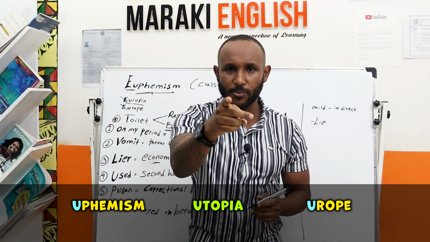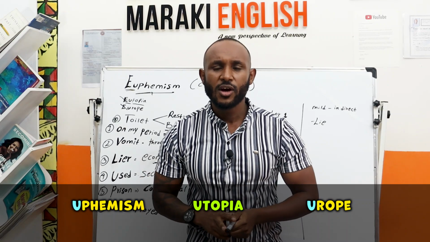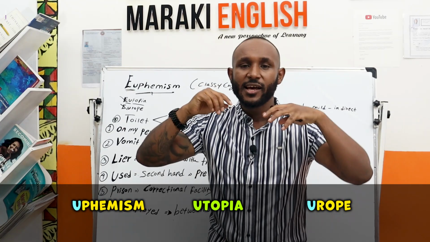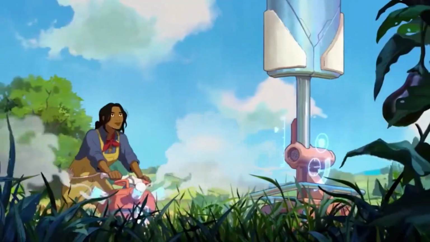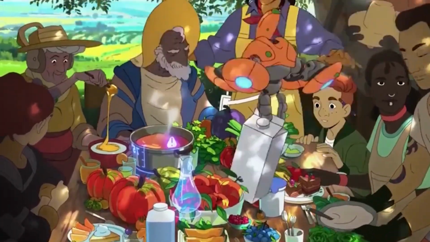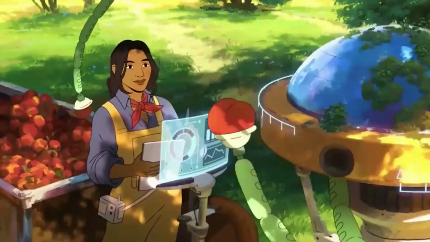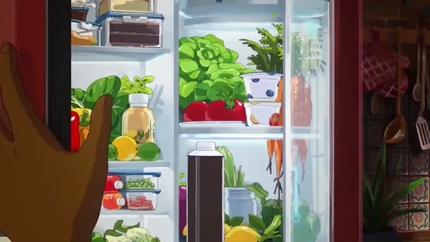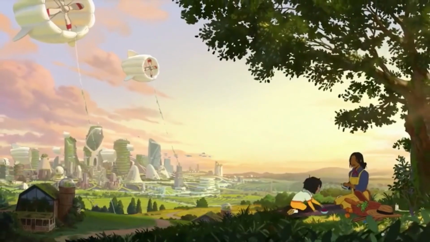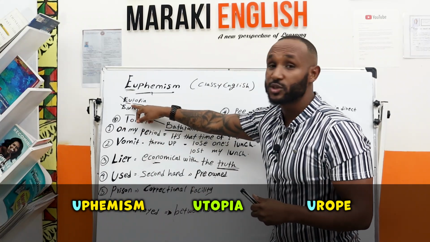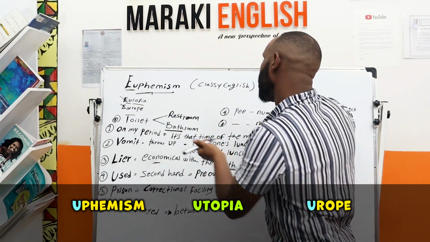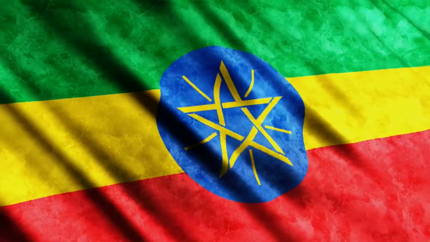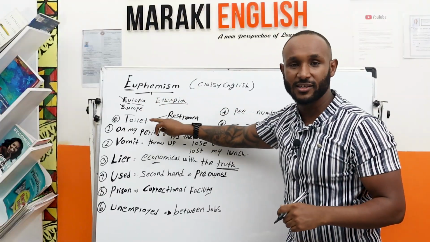For example, if somebody comes to you and asks you, what is your Utopia like? They are asking you, if you could close your eyes and imagine a perfect world, how is it like? What does it have inside? How do people communicate? What does it have and what is it without? So this is pronounced as Utopia, okay? Well, our country is Ethiopia. Ethiopia and Utopia are different.